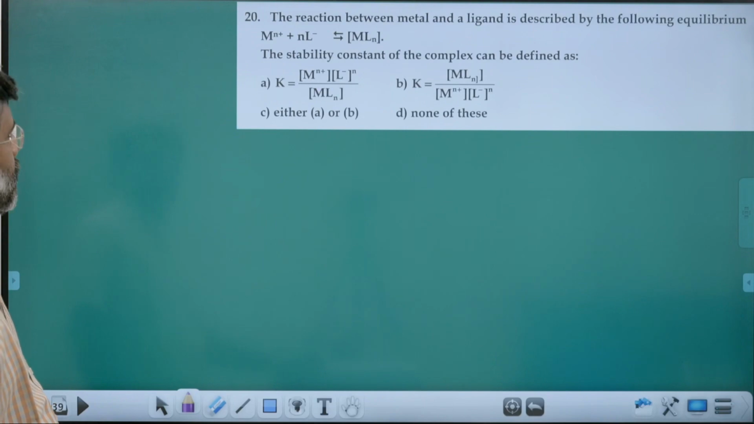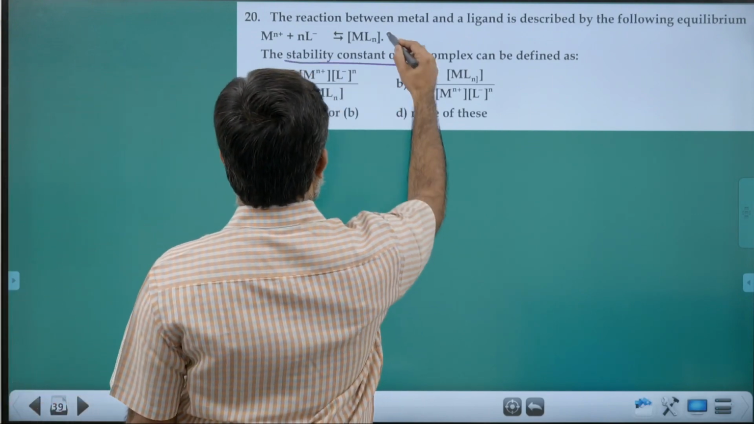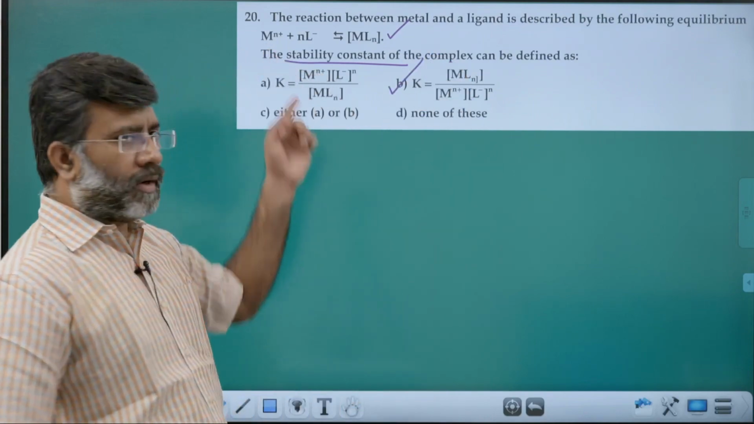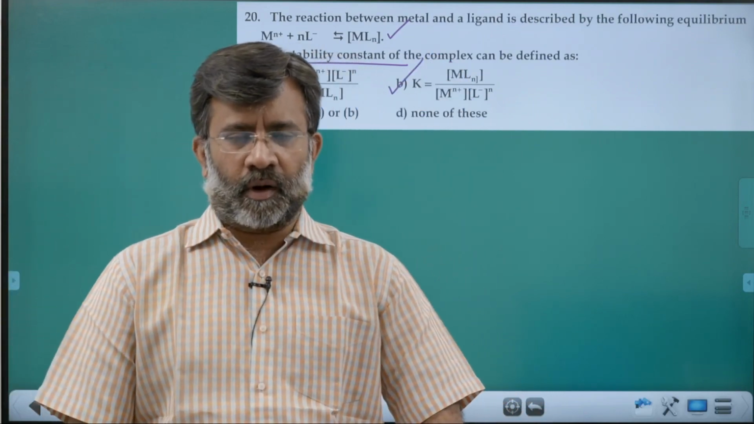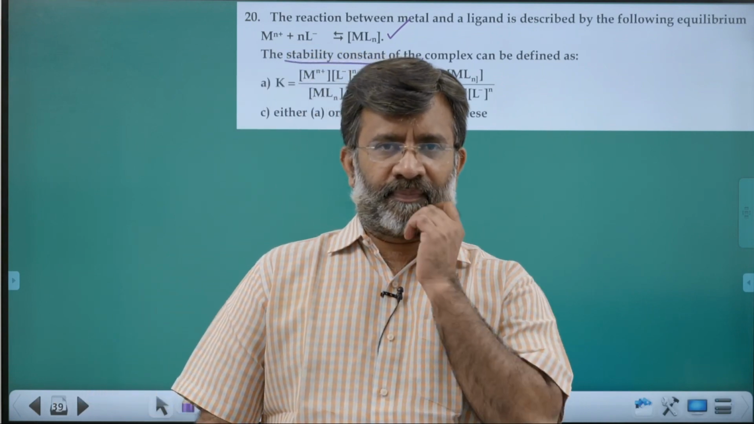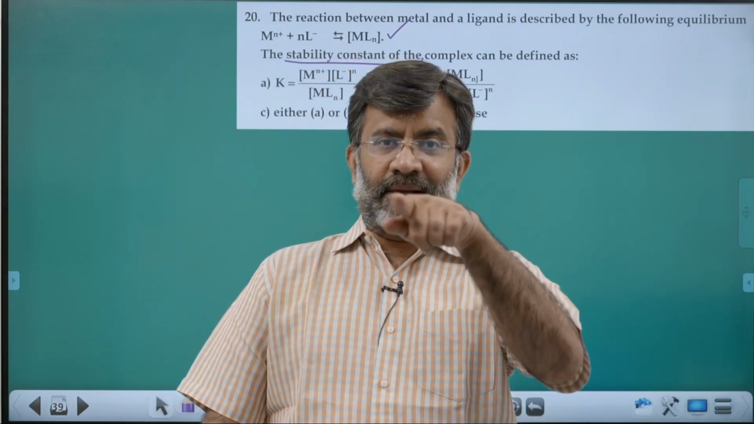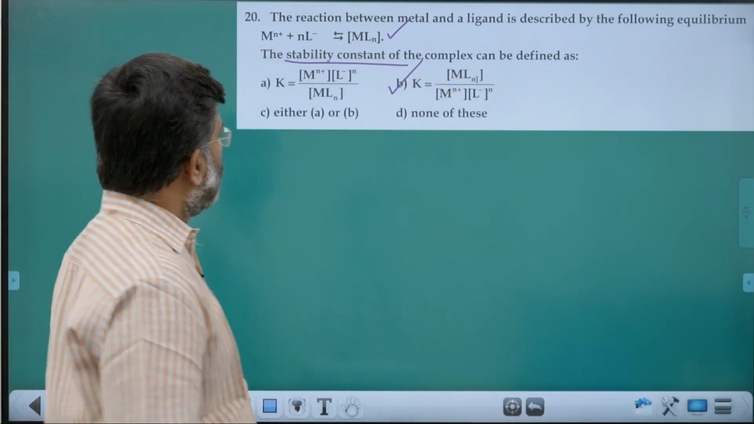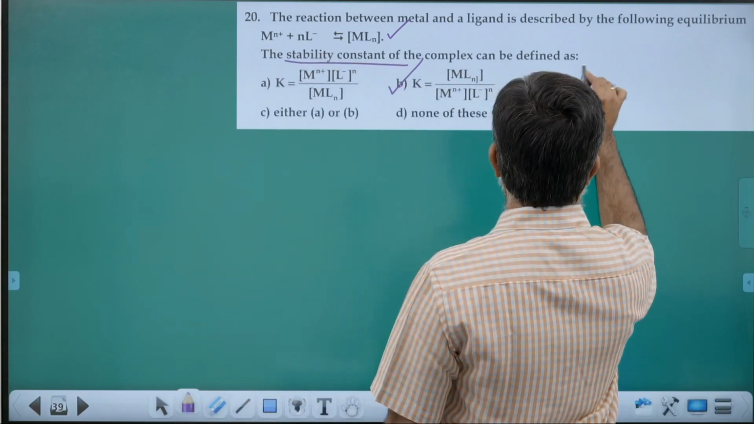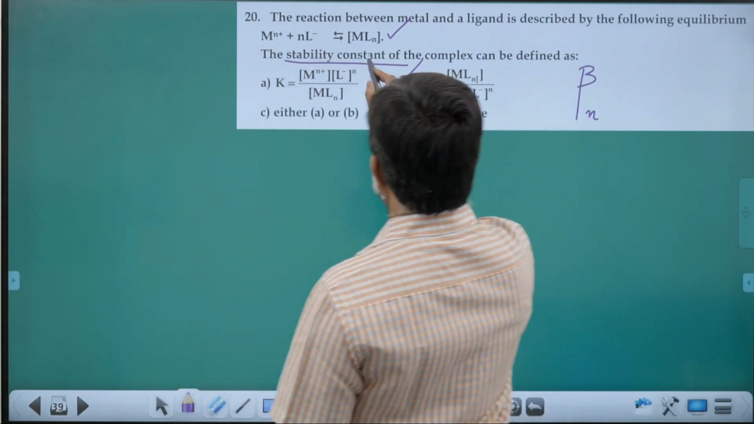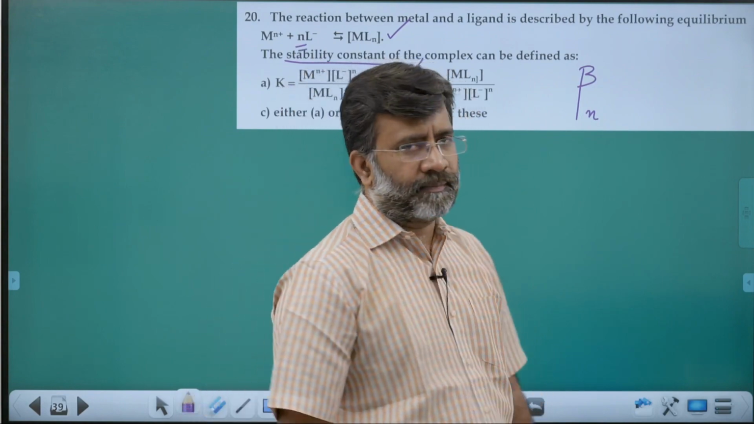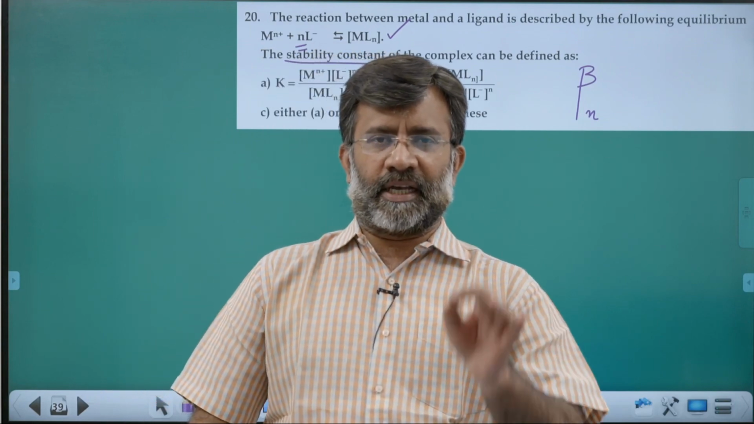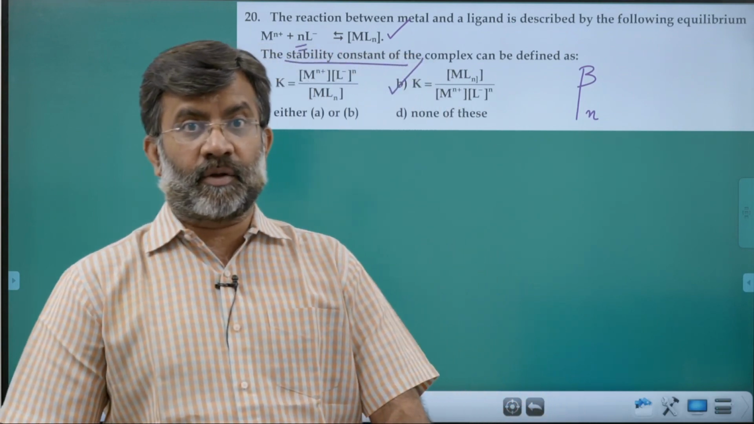Stability constant. Stability constant means the equilibrium constant for this reaction. Option B. The equilibrium constant for the given reaction is called the stability constant. And the reverse is the instability constant, the dissociation constant. We represent that in the form beta n, where n stands for the number of ligands, the coordination number. Suppose 4 coordination, we call it beta 4; 6 coordination, we call it beta 6. Stability constant.